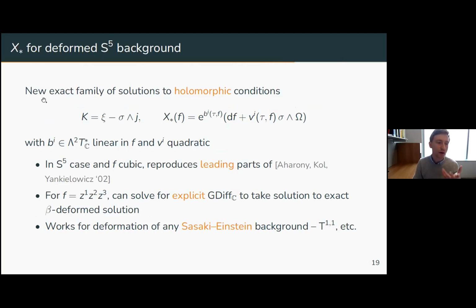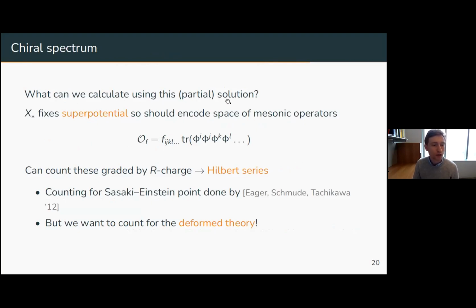One can find a new exact family of solutions to the holomorphic conditions, which I've written out explicitly here. Here, B_I is a form and V_I is quadratic in the deformation. And these are all known exactly. In the S5 case where F is cubic, this reproduces the perturbative calculation. In the case where F is just this particular cubic function here, you can solve for the explicit symmetry transformation that takes you to the exact beta deformed Lunin-Maldacena background. But this works for any deformation of a Sasaki-Einstein background, because all we used was the underlying Sasaki-Einstein structure.